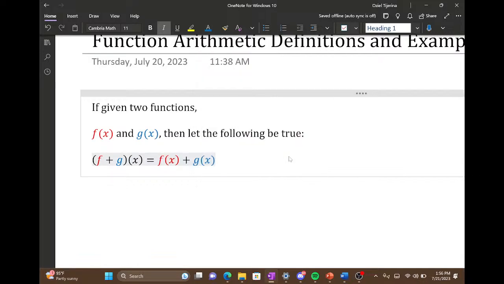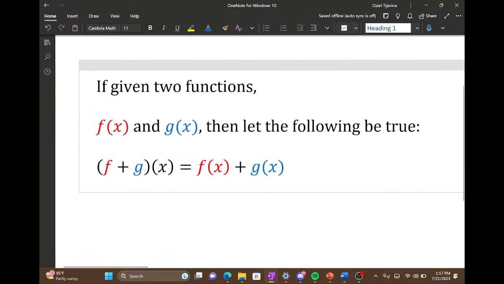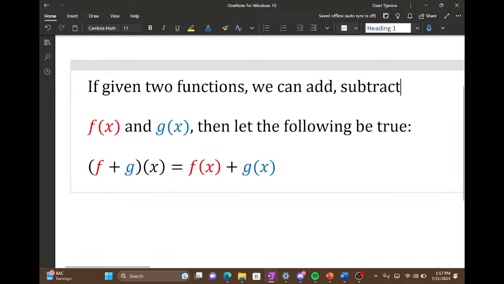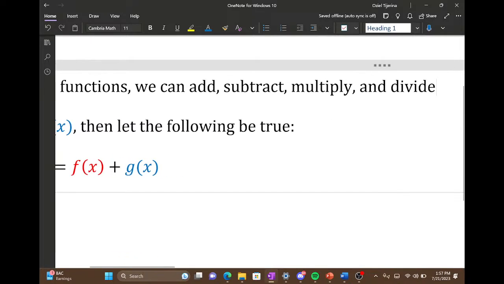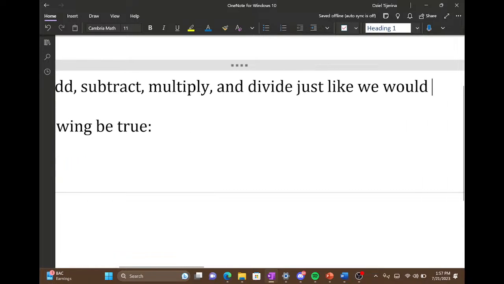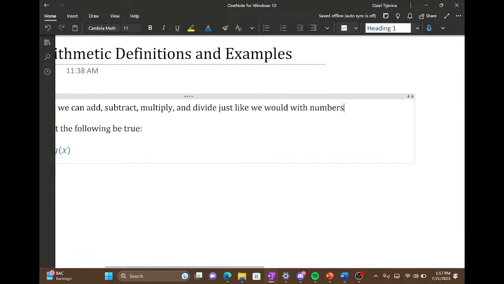Basically, this rule is the addition of two functions, by the way. We can add, subtract, multiply, and divide functions just like we would with numbers. So that's what I wanted to put there.